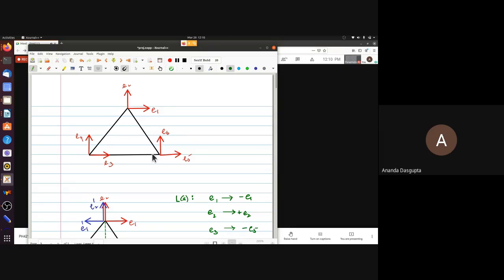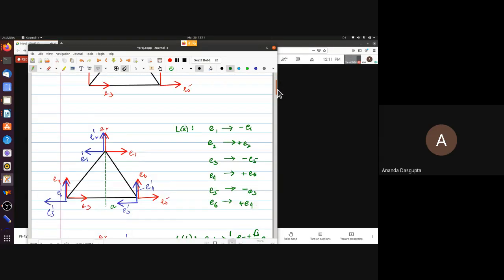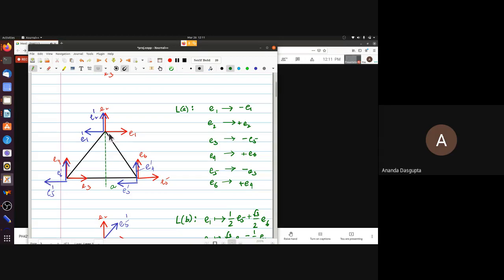For the identity, of course, the character is trivial. The identity operator in any vector space is always represented by the identity matrix. So this character is always 6, always the dimension of the representation. In this case, 6. For the other characters, we have done this before, but let me just quickly remind you. Let me just show you one example.